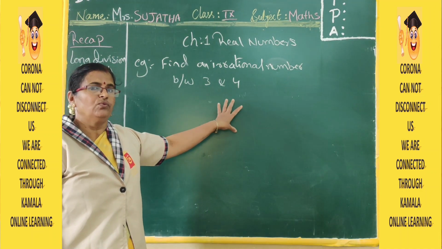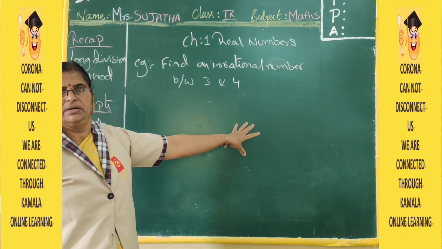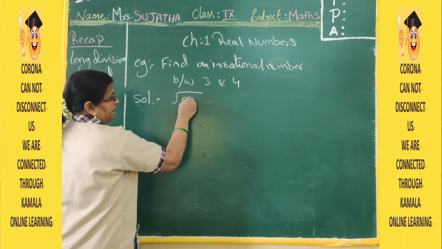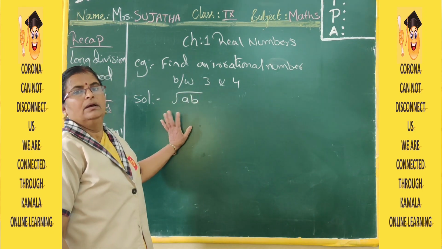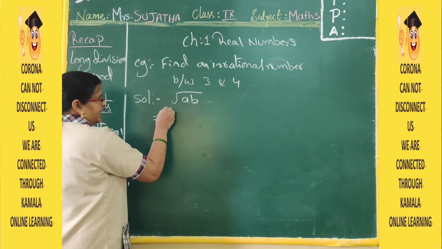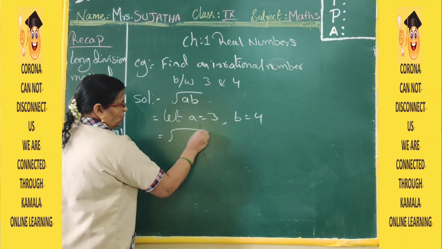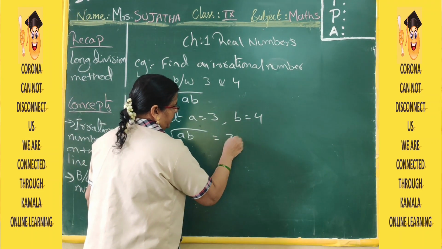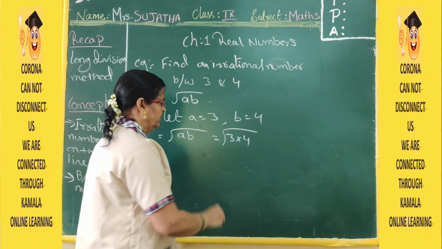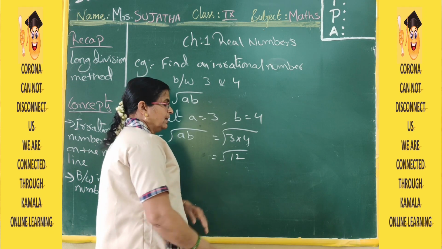Find a rational number means how we will find: a plus b by 2. That is the mean formula we will use and we will find the rational number. But if you have to find an irrational number, you have to use root AB. Root AB is the formula to find the irrational number between A and B. So let A is equal to 3, B is equal to 4. Now root AB means under root of 3 into 4, 3 is A, 4 is B. Now under root of 3 4s are 12. So root 12, how can we write?